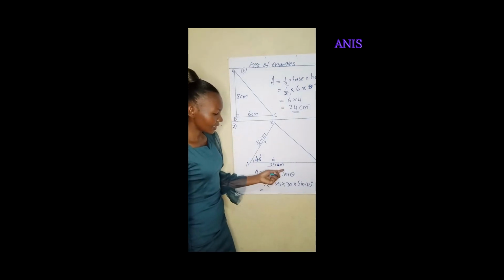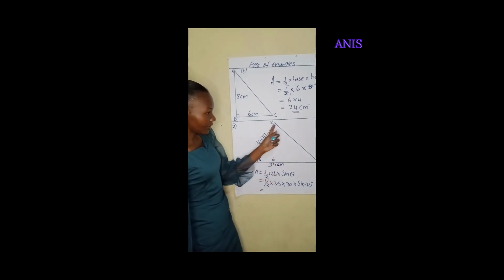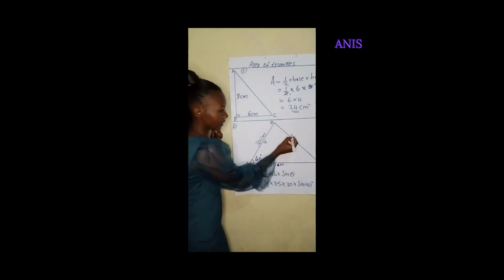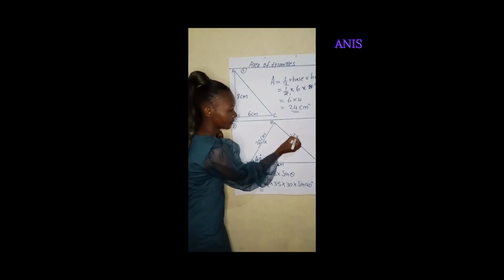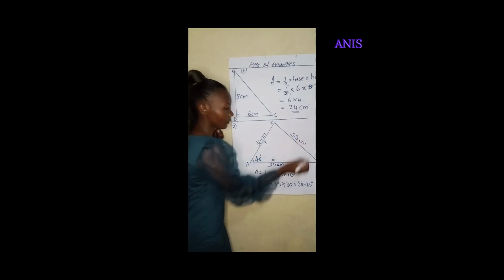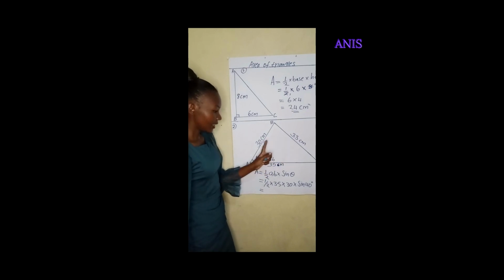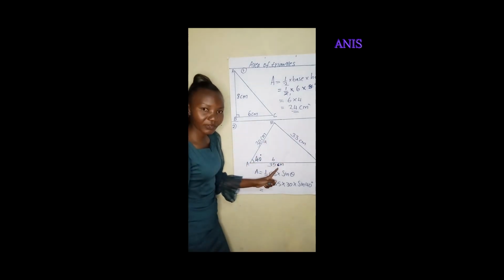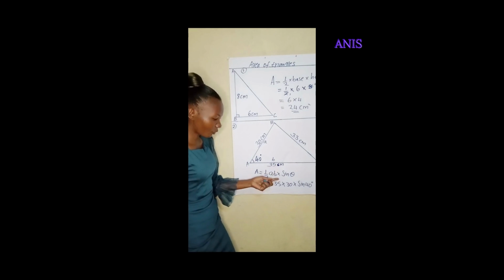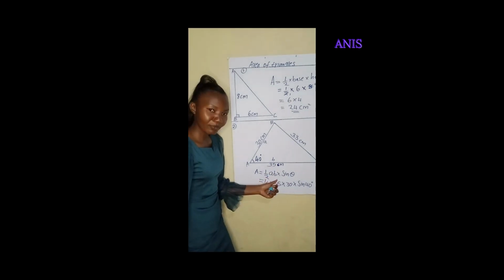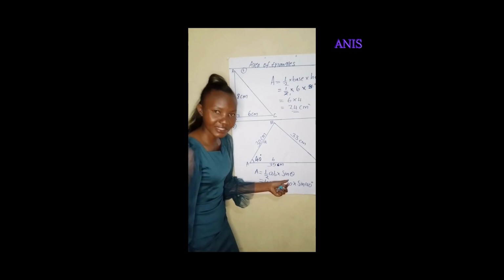Then another thing, sometimes you may be given, let's see, BC is 33 centimeters. If you're given 33 centimeters, 30 centimeters, 35 centimeters, how do you get the area? You use the same formula. You use half AB times sine theta.